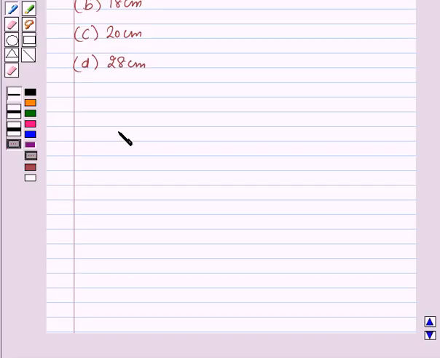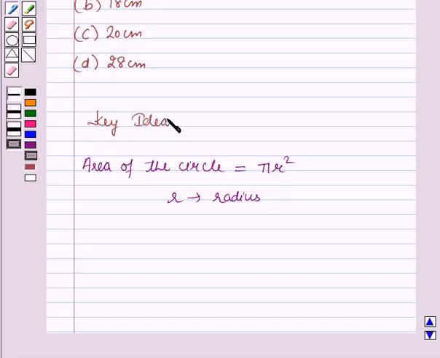Now, before starting the solution of this question, we should know a result, and that is the area of the circle is equal to pi r square, where r is the radius of the circle and pi is the constant. Now, this result will work out as a key idea for solving out this question. And now, we will start with the solution.